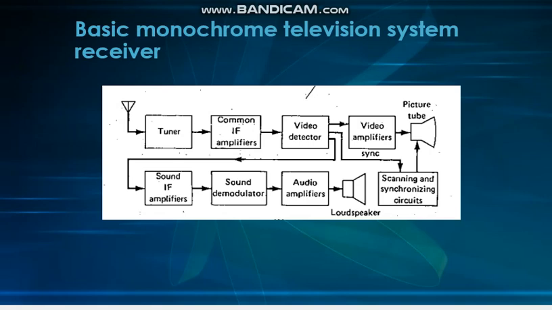Again, coming back to the section of the basic monochromatic television system receiver, we have to use that. I have told you in the previous video that we have to use the double receiver sections because we have to synthesize two things. First of all, the audio section, and second is the video section. So the video detector will take from the common IF amplifier, it will take the video section out of it, and the audio section out of it, and send it to the sound IF amplifier.